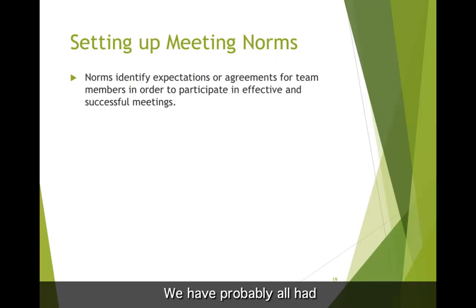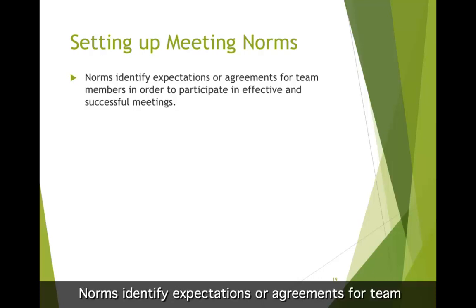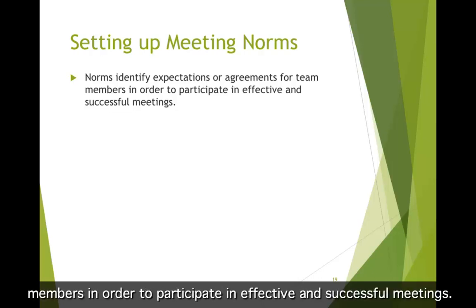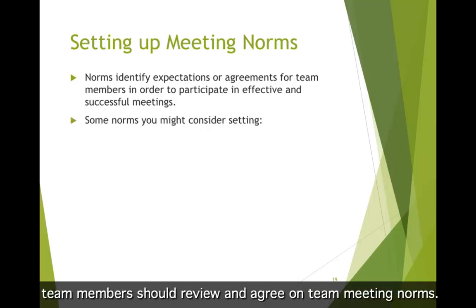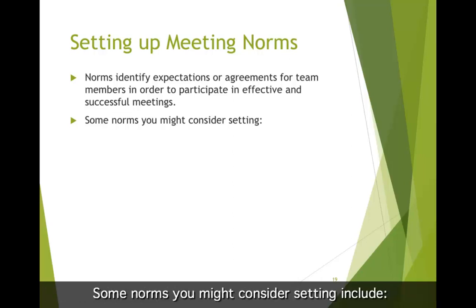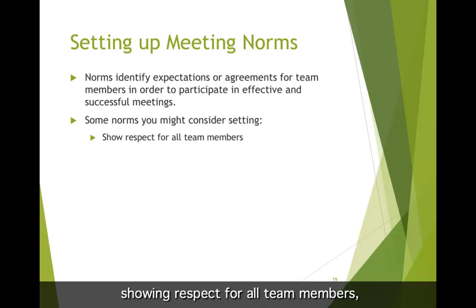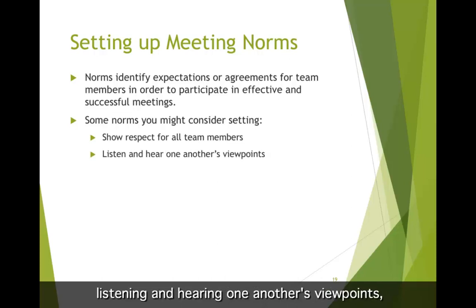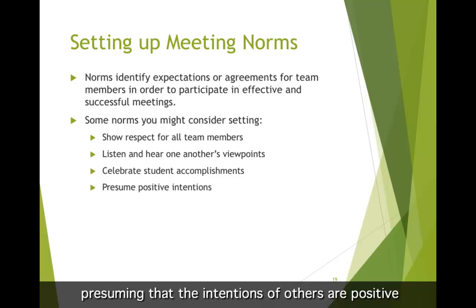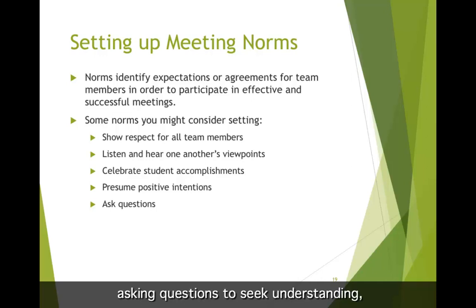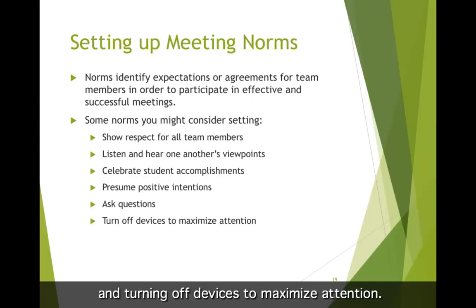We have probably all had experiences as both part of successful and unsuccessful teams. One way to set our team up for success is by setting team norms. Norms identify expectations or agreements for team members in order to participate in effective and successful meetings. Prior to the meeting, school team members should review and agree on team meeting norms. Some norms you might consider setting include showing respect for all team members, listening and hearing one another's viewpoints, celebrating student accomplishments, presuming that the intentions of others are positive and in the best interest of the student, asking questions to seek understanding, and turning off devices to maximize attention.